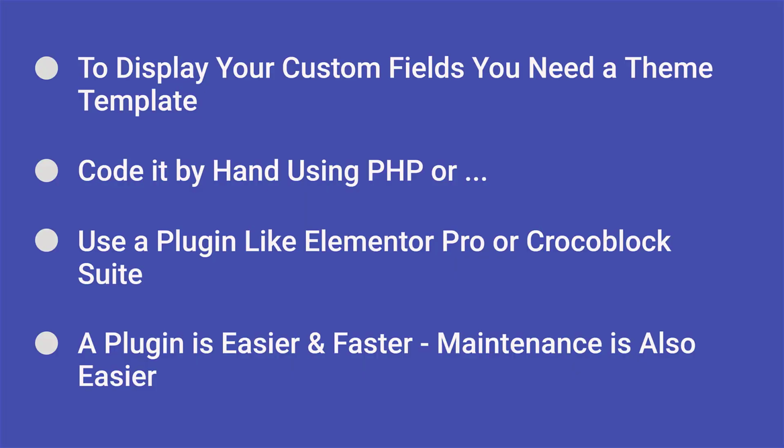And in WordPress you have a few options. You can create a theme template, a PHP file that includes a PHP call to output the custom field, or you can use tools like Elementor Pro and Crocoblock to do that for you. And I'll just tell you, it's a lot quicker to use the GUI tool than it is to code the PHP file by hand.